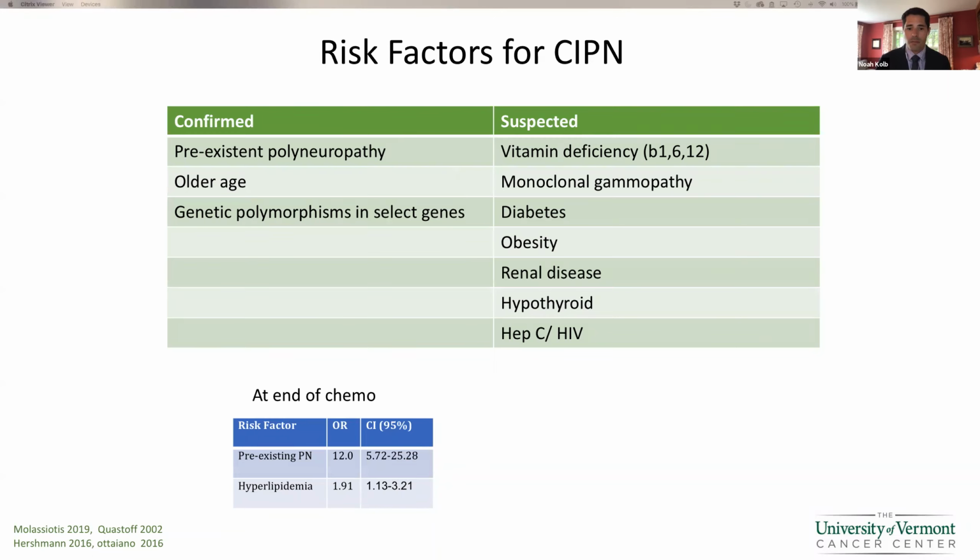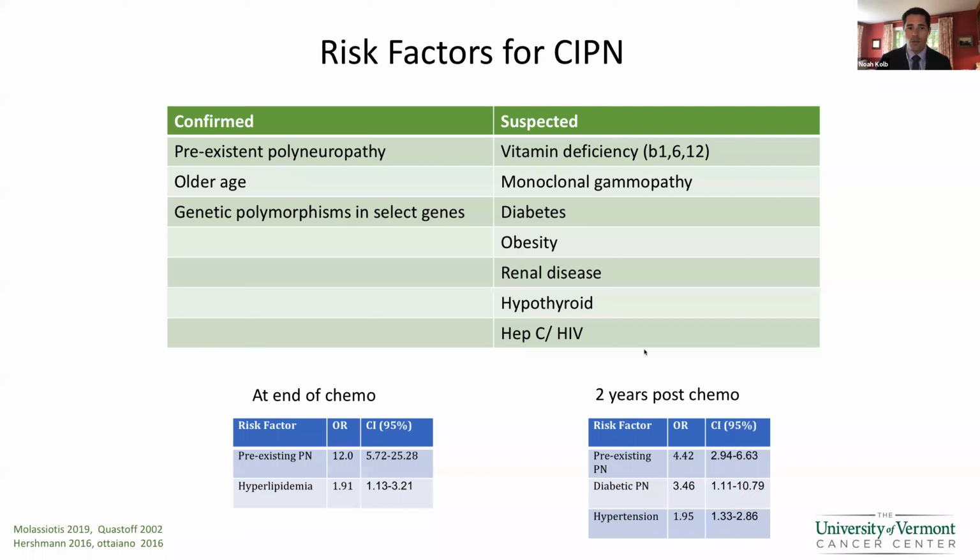in other studies. At the 2-year mark, we found pre-existing neuropathy, not surprisingly diabetic neuropathy, so this may have something to do with people's predisposition to continue having neuropathy symptoms 2 years after they finish their chemotherapy. And interestingly, hypertension, which I don't think has been found in other studies. So there's certainly more work to be done here.